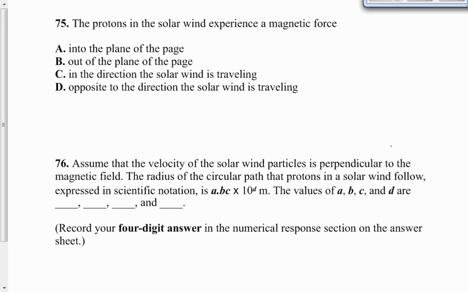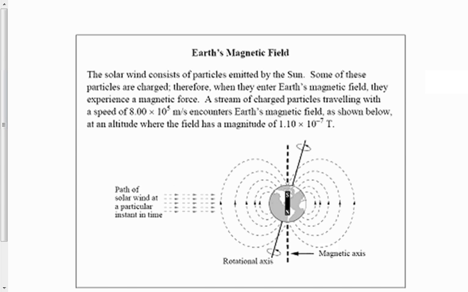All right, we got a variety of answers for question number 75. We've got protons in the solar wind experiencing a magnetic force. We actually did this question in class one day as an example, and it was a hand-drawn diagram. But in the end, what hand rule do we use here? We want to find out which way these particles are deflected. Which hand rule do we use? Wire grasp, coil rule, or hand rule for deflection?